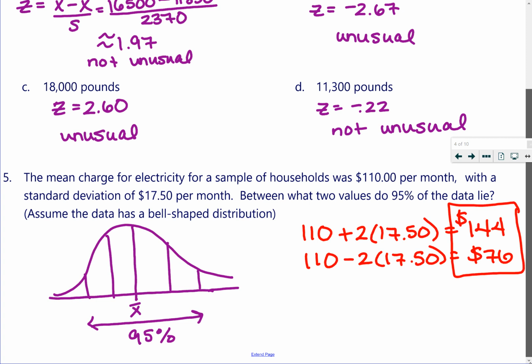So all we have to do is take our mean, 110, and add 2 standard deviations, that takes us to the right, and then subtract 2 standard deviations, and that takes us to the left. And then those are, again, kind of like the boundaries that are our 2 standard deviations in either direction.